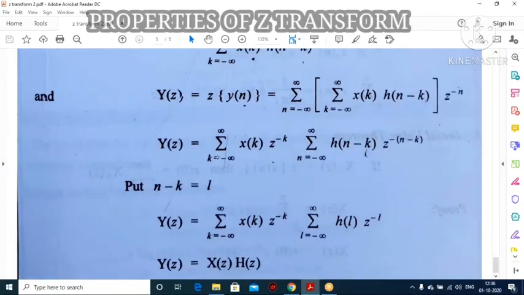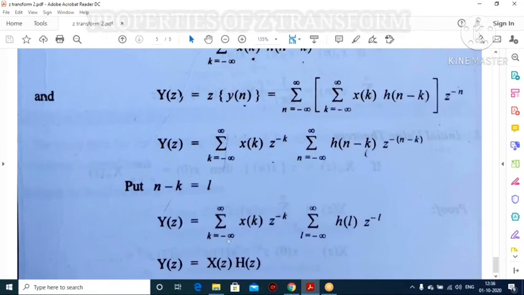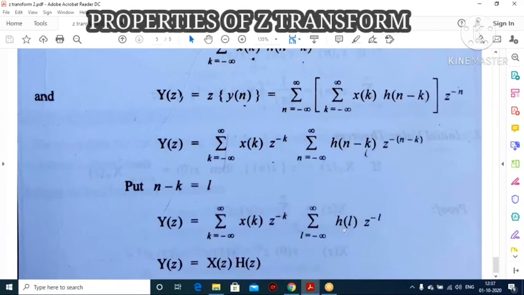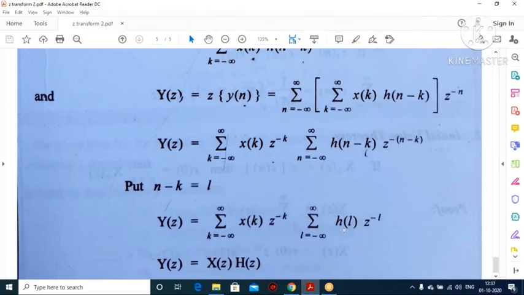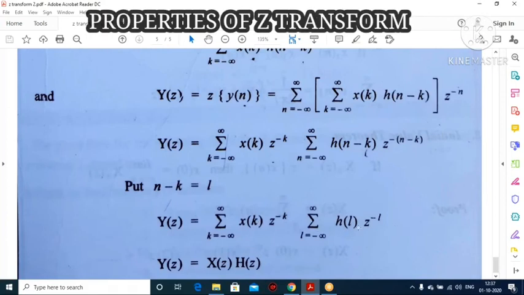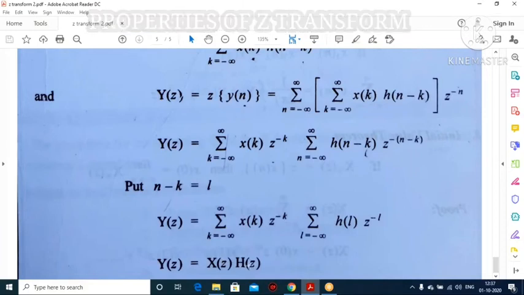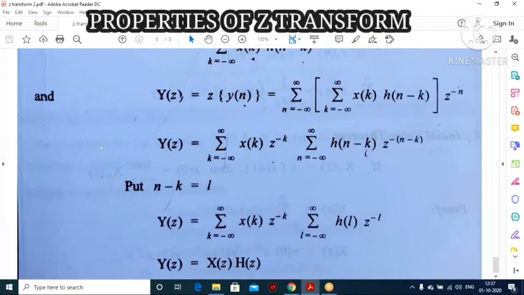Therefore Y of z equal to summation k equal to minus infinity to infinity x of k z power minus k. The first term is no problem. The second term, n minus k equal to L, so I put here L, h of L, z power minus L. When I observe these two summations, it is nothing but the z transform of x of n, equal to X of z, and this term became H of z. All those are capital letters. So Y of z equals X of z into H of z. Hence it is true. This is the convolution property.